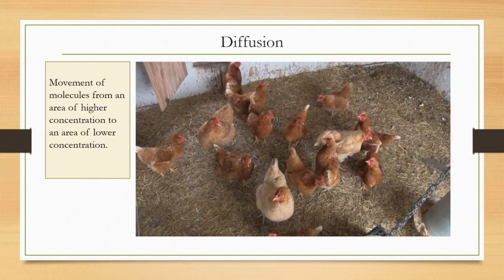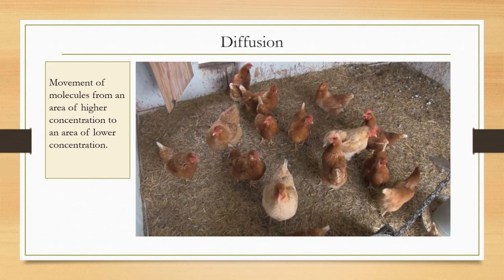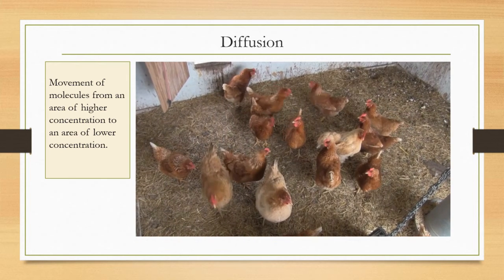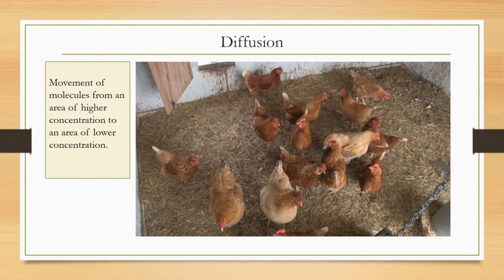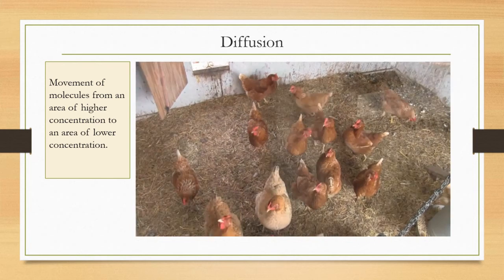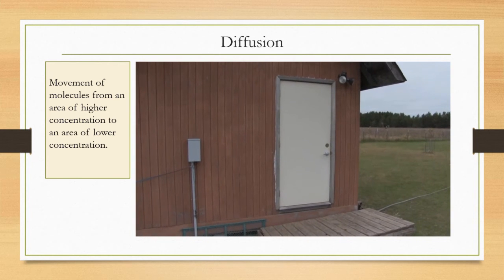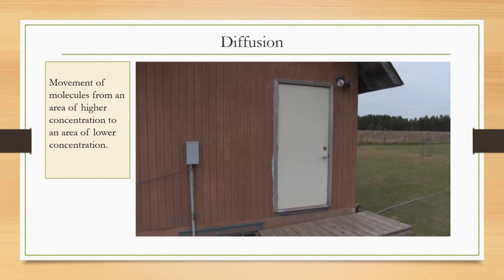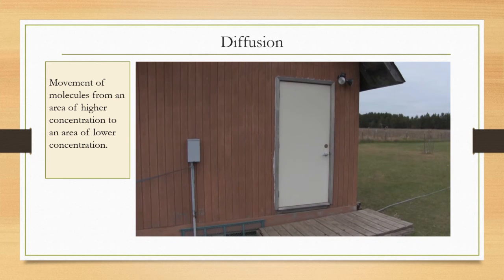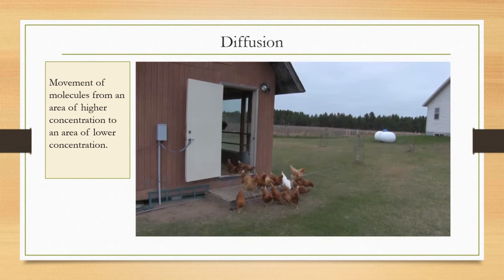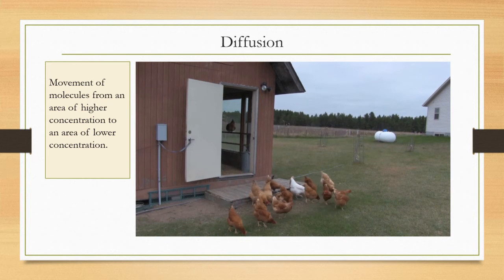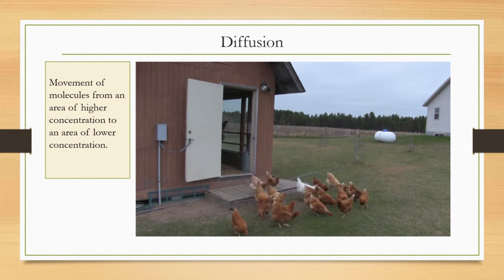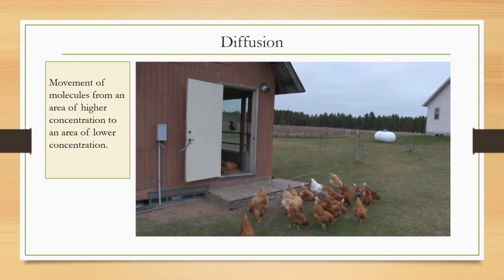In this case, we have lots of hens, and they are not happy with me because they are not allowed to go outside yet. There's a high concentration of hens. The door on this chicken coop is going to serve as my cell membrane because it can control what goes in and out. As soon as I open that door, the chickens can go from an area of high concentration of chickens to an area of low concentration of chickens. And every now and then they come sliding out and straw comes flying out also.